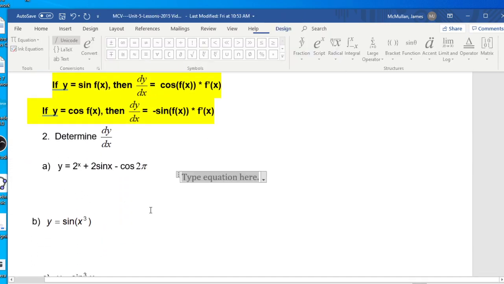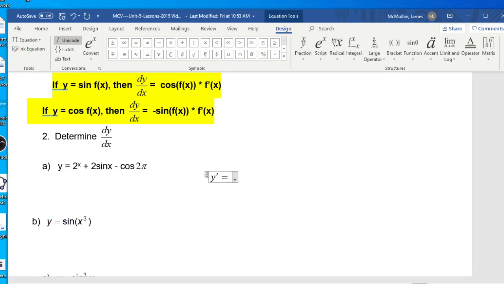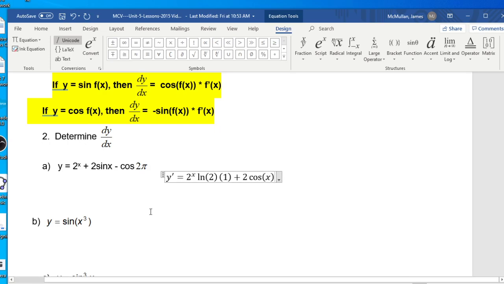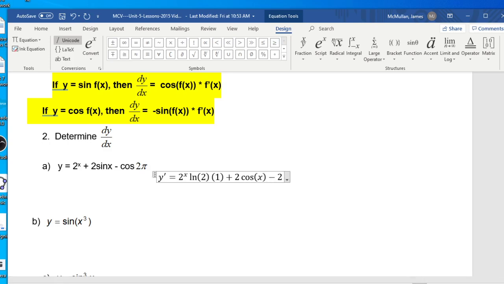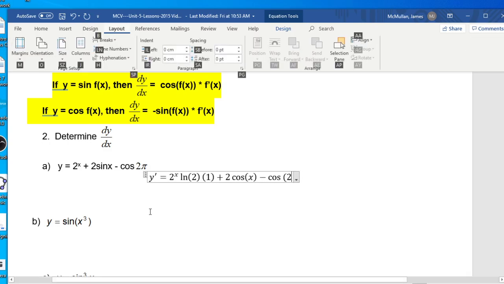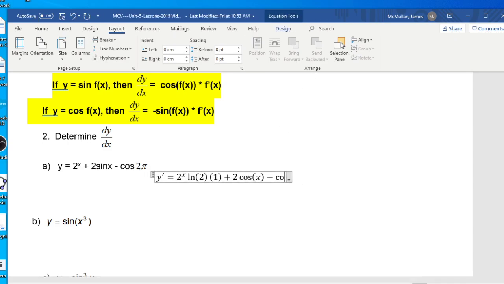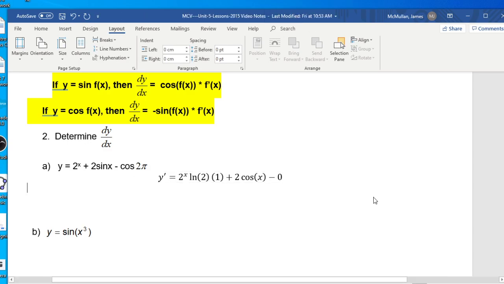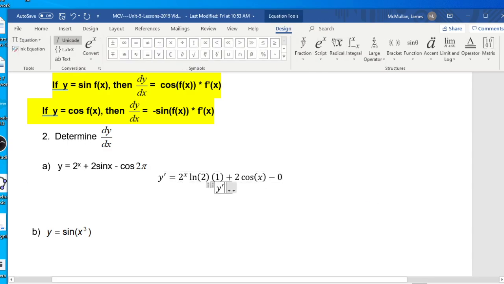So this first one, y prime is going to be, okay, the derivative of 2 to the x is 2 to the x times the natural logarithm of 2 times the derivative of the exponent. So it's that. Now 2 sine x becomes 2 cos x. Negative cos 2 pi. Well, cos 2 pi is a constant. Cos 2 pi is just a number, right? So minus 0. You don't need anything there. So to clean this up, we get y prime is equal to 2 to the x times natural logarithm of 2 plus 2 cos x.